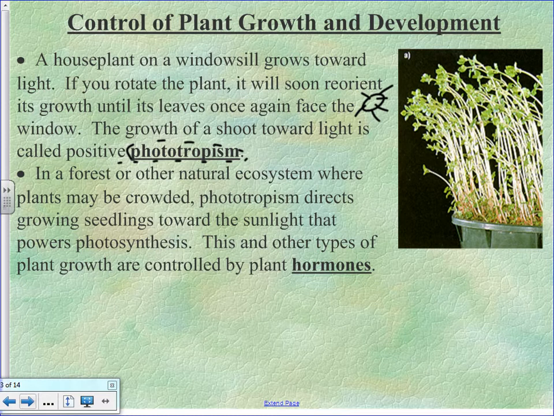Okay, in a forest or other natural ecosystem where plants may be crowded, phototropism directs seedlings towards the sunlight, that is, up. Okay, it's what makes plants tall. Generally, up is the best way to get into the sun. Okay, now this and other types of growth are controlled by plant hormones.